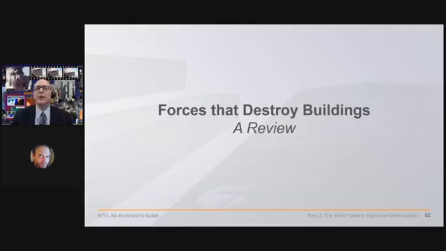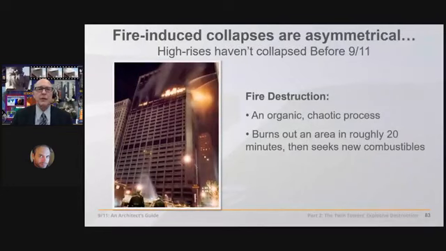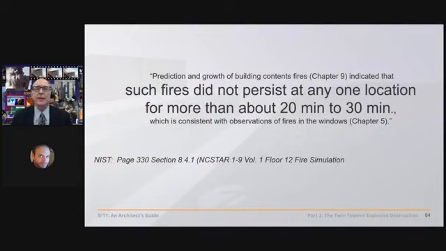So let's start with some background research. Forces that destroy buildings. Fire is certainly one of them. It's an organic process. It's chaotic. It moves through the building in roughly 20 minutes or so in a modern skyscraper. That's all the fuel that we have to burn in a given area. This is even acknowledged by NIST. And 20 or 30 minutes in a given area, although we saw that they claimed that those fires were burning well over an hour and a half in the case of Building 7, right around column 79.